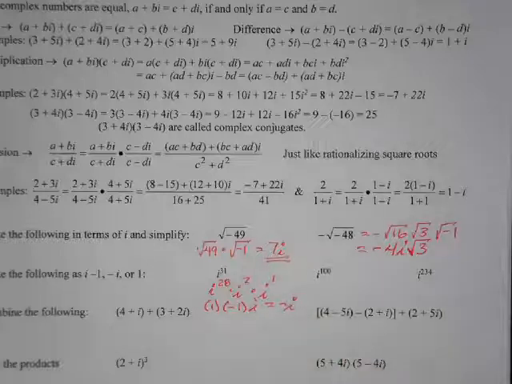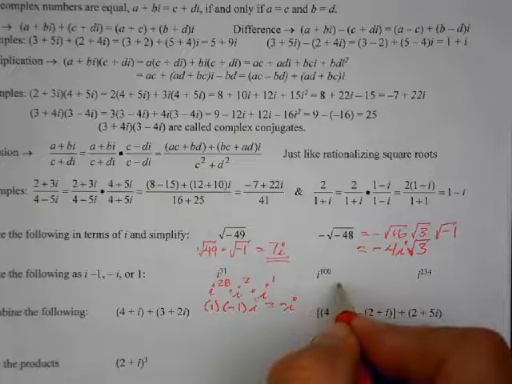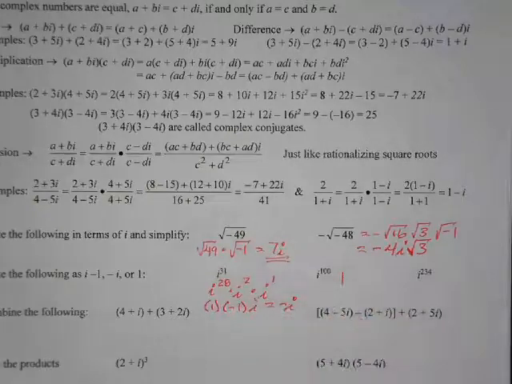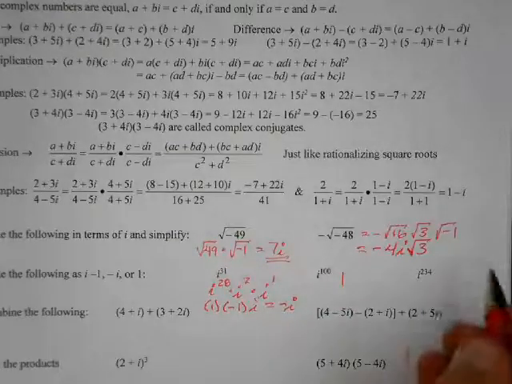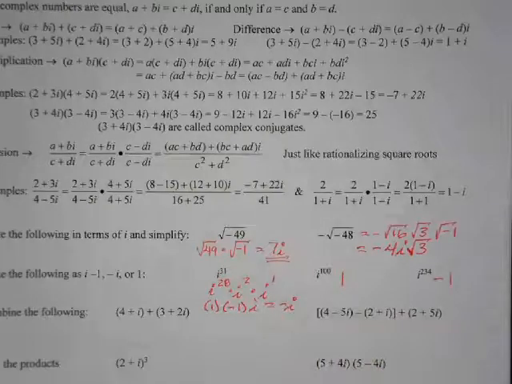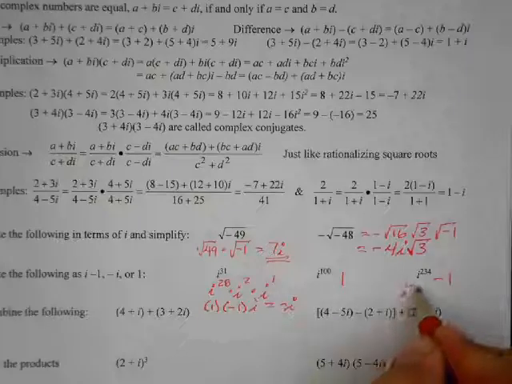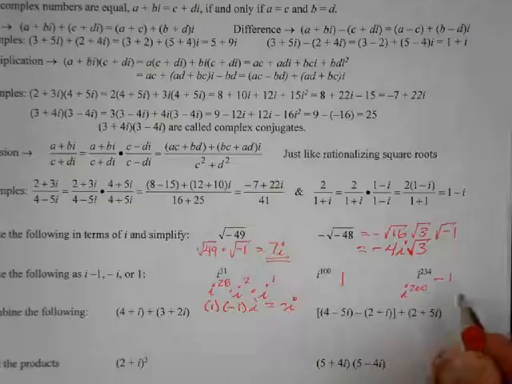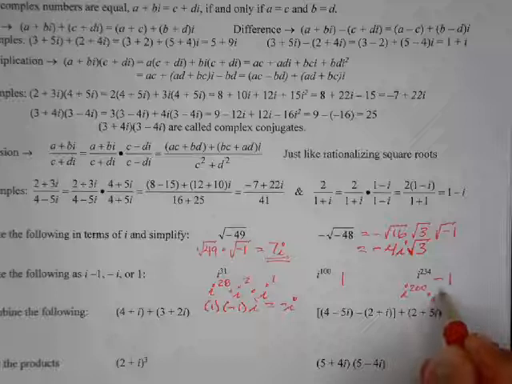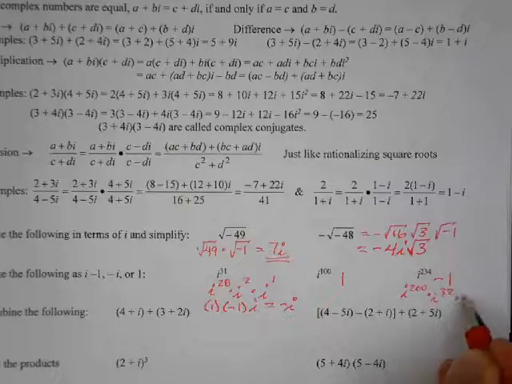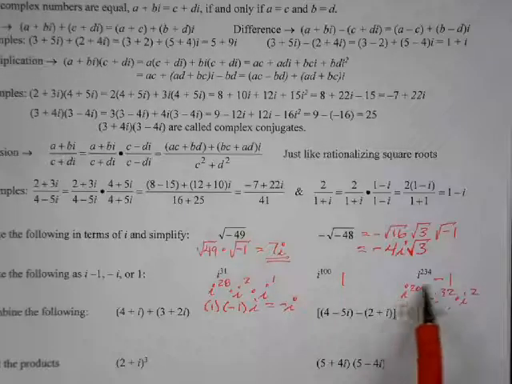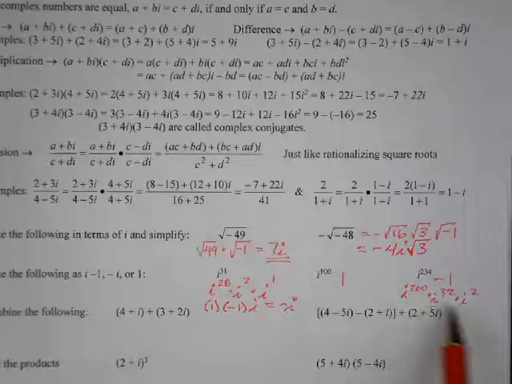i to the 100. 100 is divisible by 4, so this is just 1. i to the 234. 234 is not divisible by 4, but it is an even number, so I know that's going to be -1. Now, I could have gone, well, that's i to the 200, and then again, i to the 32, and then i squared. So that would give me a 1, this would give me a 1, that would give me a -1, and there's my -1.